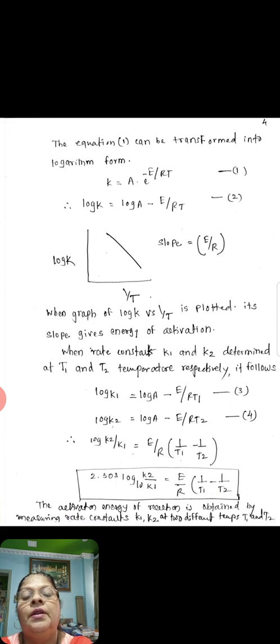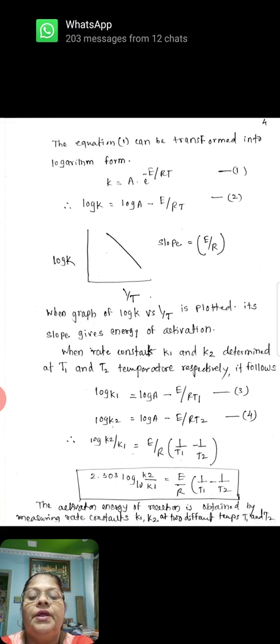The intercept is log A, and the nature of the graph is a straight line not passing through the origin, having slope equal to minus Ea upon R. So when the graph of log k versus 1 upon T is plotted, its slope gives the energy of activation.